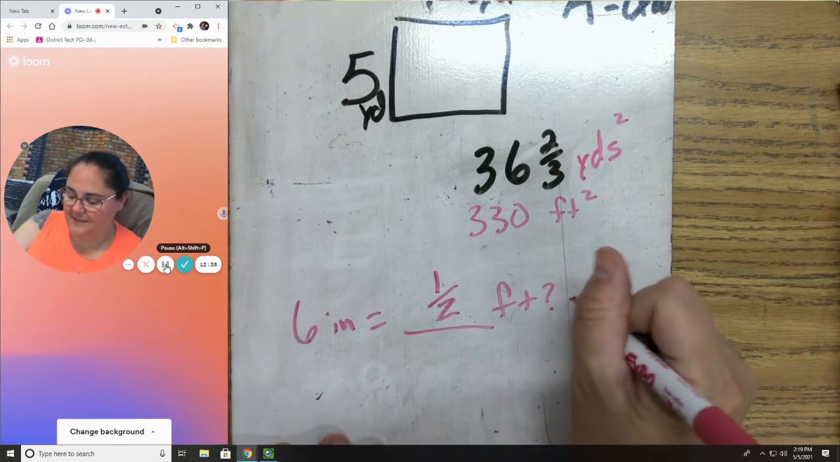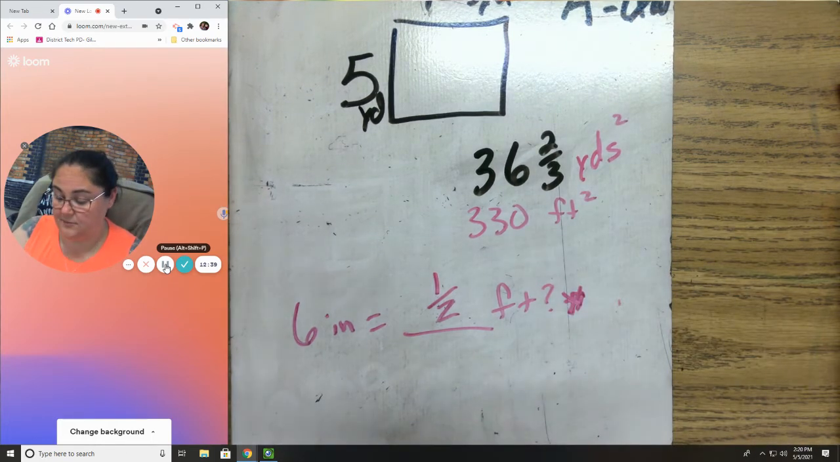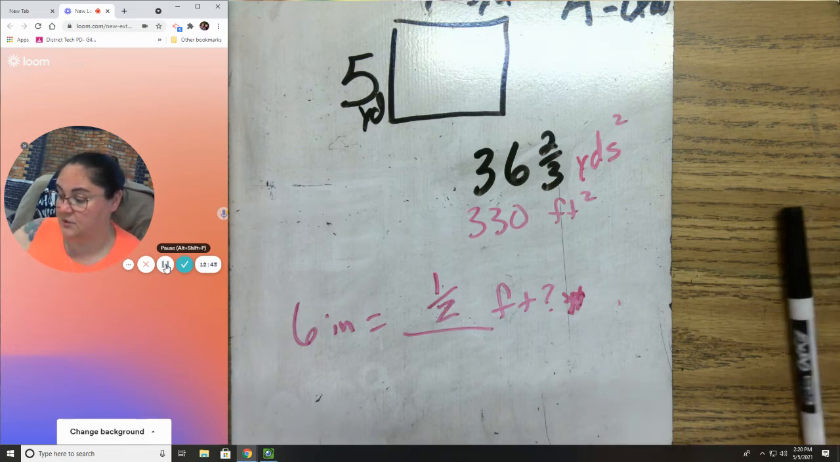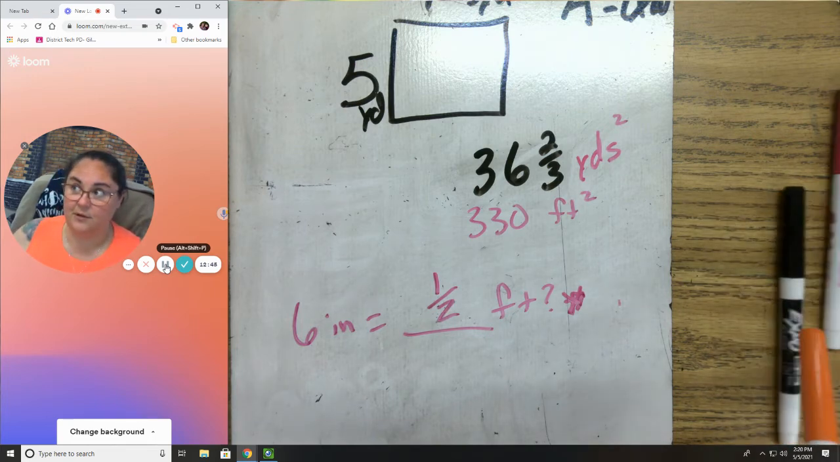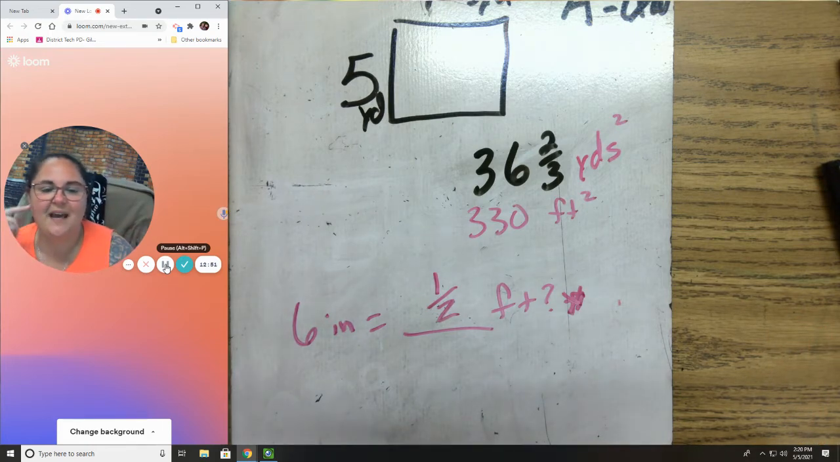This is going to be the next part of your question that you very well might have on your quiz, and it might be very similar to this one. It might very well be a question very similar to one on your test. Anyway, here we go. 6 inches is the same as 1/2 foot.